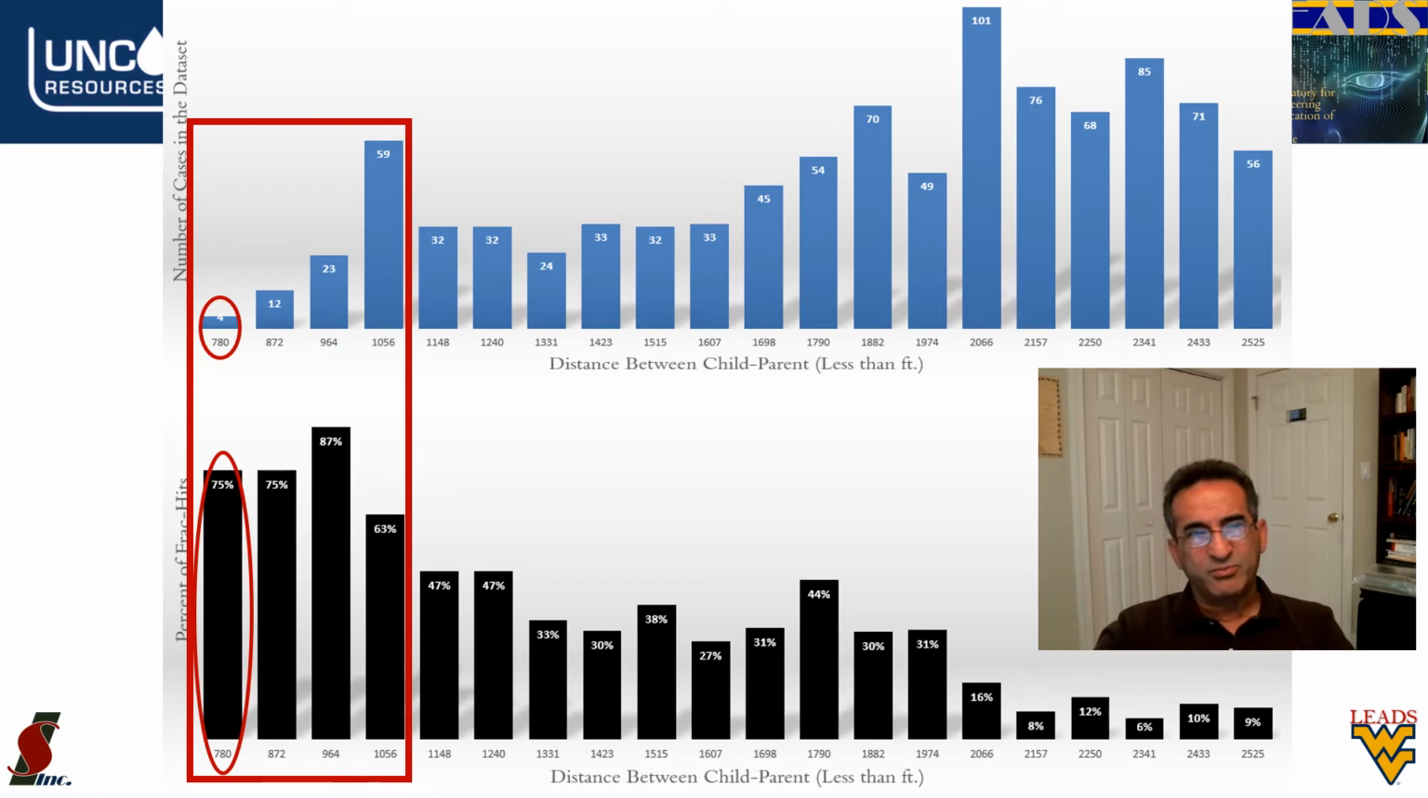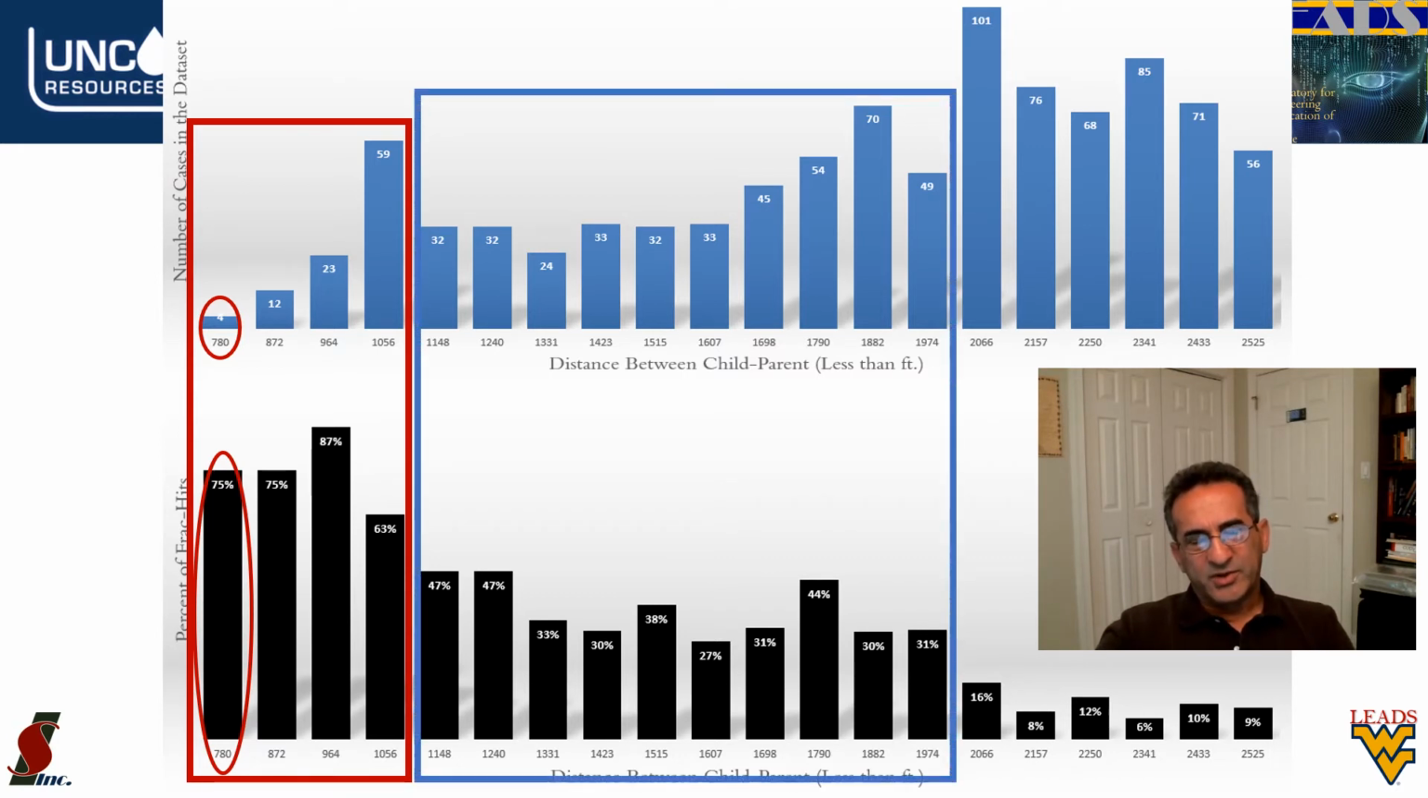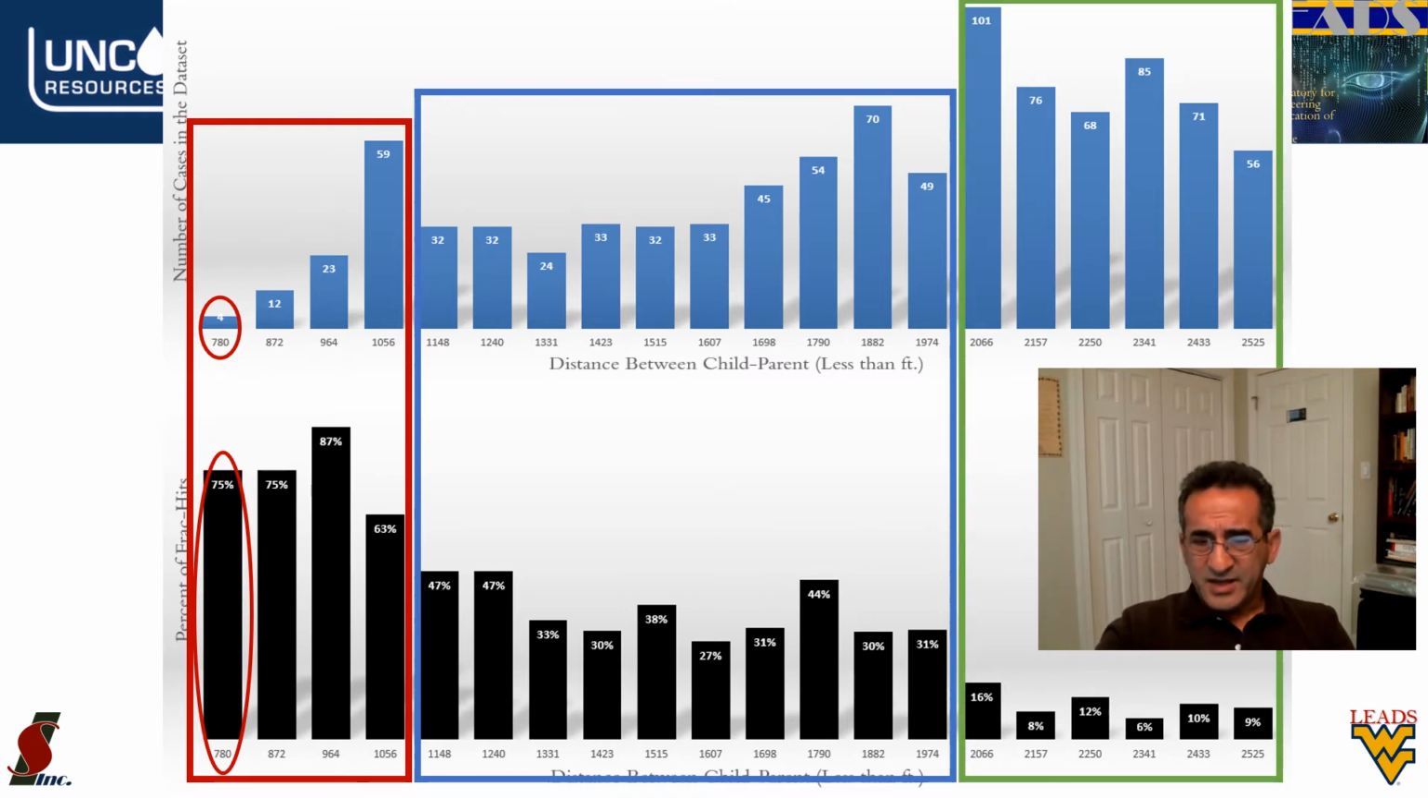And this is the most important one. Why? Because this is usually what companies would like to do. In order to produce more oil, the distance has to be shorter between parent and child well. And of course, between 1,500 to 2,000, you can see it's about 30 to 40%, and above that, it's about 10%.